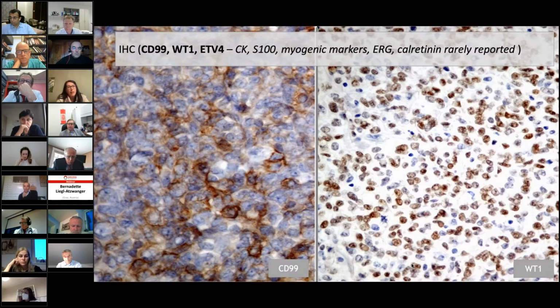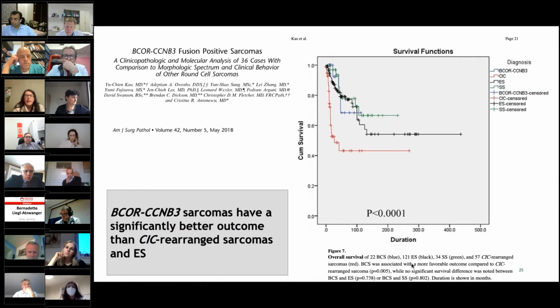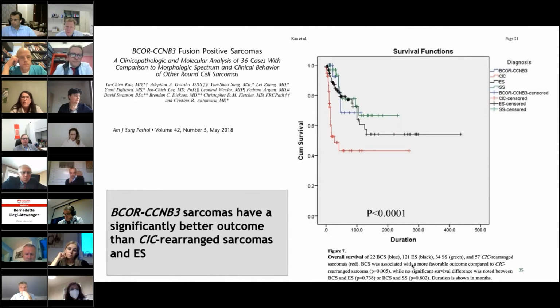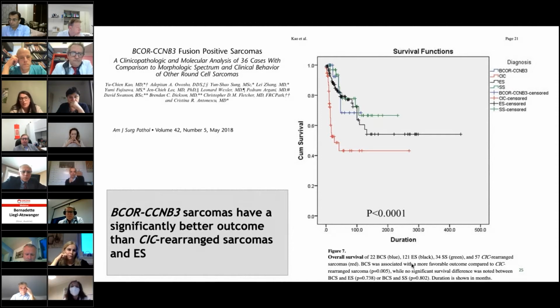And if we have the morphology and some immunohistochemical hints towards the CIC-rearranged sarcomas, these need to be confirmed by molecular tests. And in these cases, NGS technologies should be preferred over FISH or RT-PCR. It's also essential to separate all these different tumor entities because they have a different prognosis for the patients we are treating, because most of the studies nicely demonstrate that these CIC-rearranged sarcomas do worse than the other sarcomas in this group.